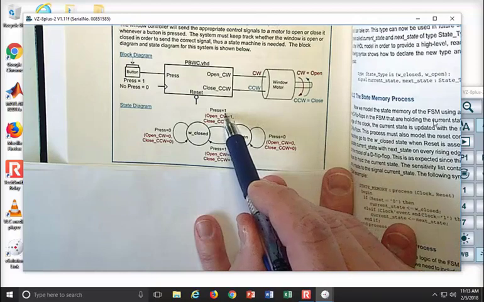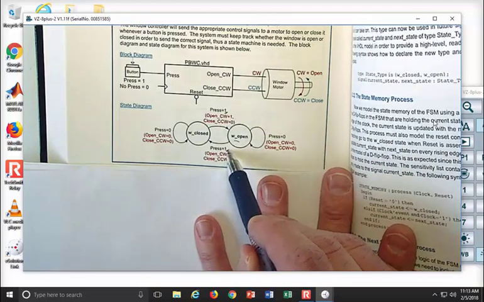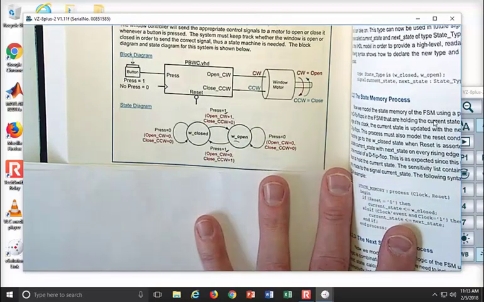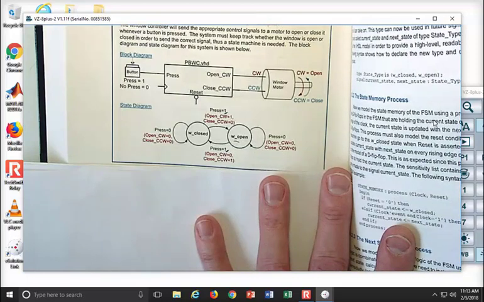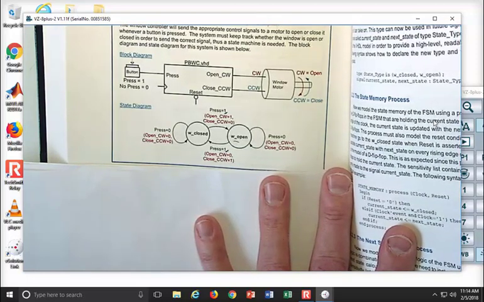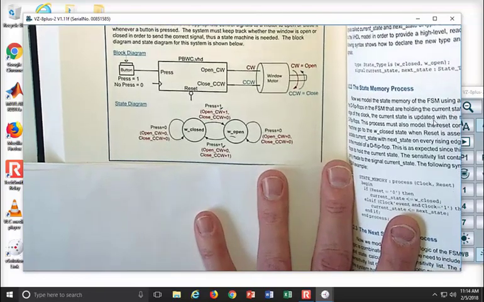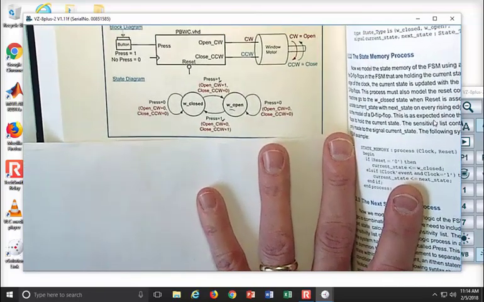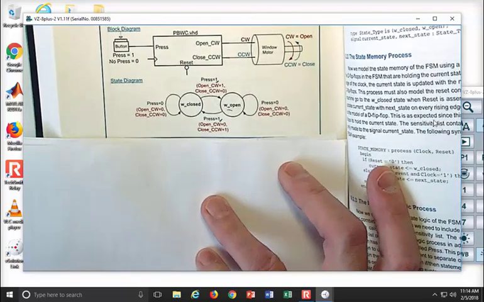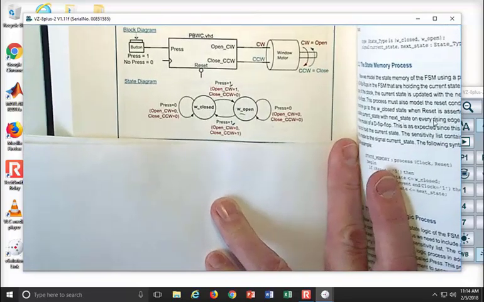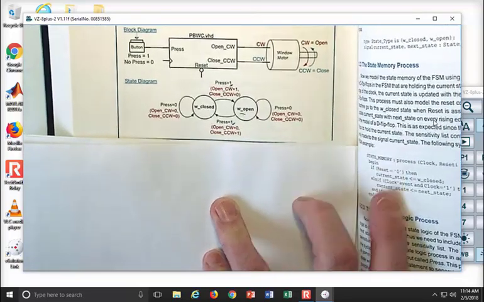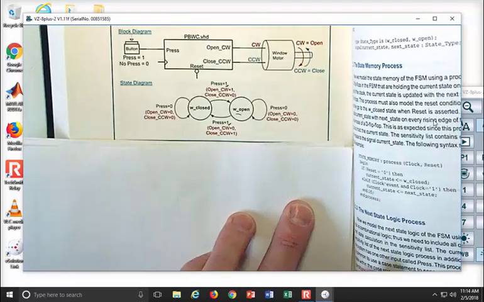Notice that I had a press equal to 1 in 2 situations, but I knew whether to open or close the window depending on the state I was in. So that was the storage component of the finite state machine. Okay? All right, so that sets the stage for the functionality that we want. Now what we have to do is remind ourselves how you build a finite state machine.